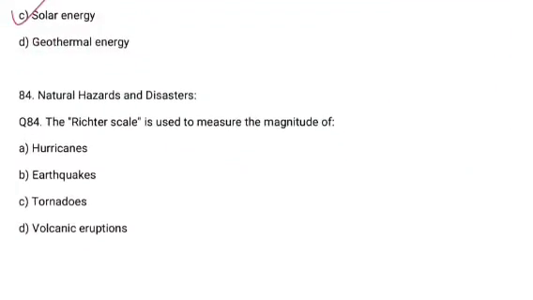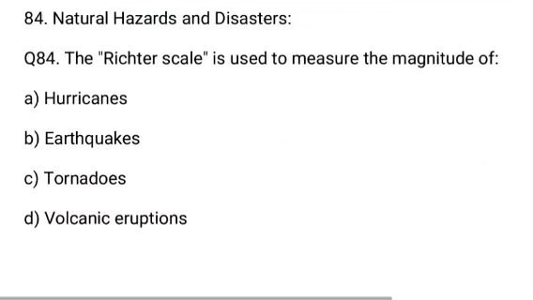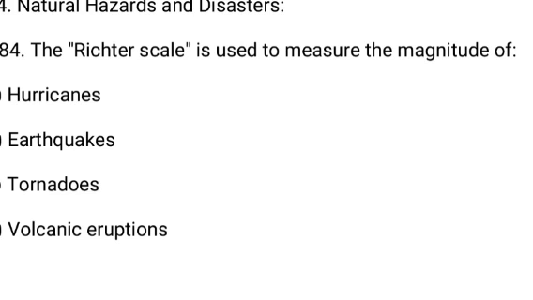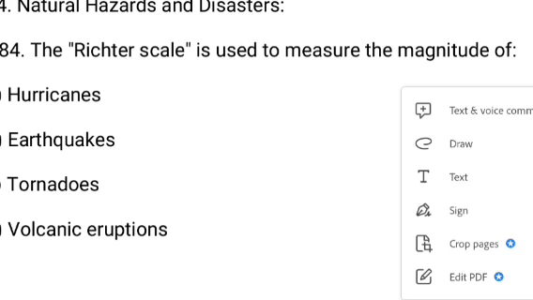Next is 84. The Richter scale is used to measure the magnitude of what? Hurricanes, earthquakes, tornadoes, volcanic eruptions. It is earthquakes, we all know.